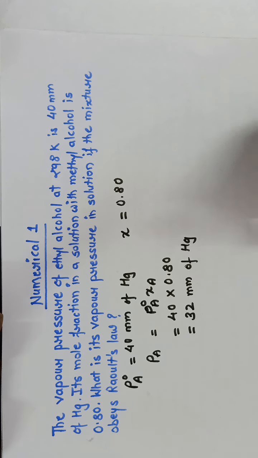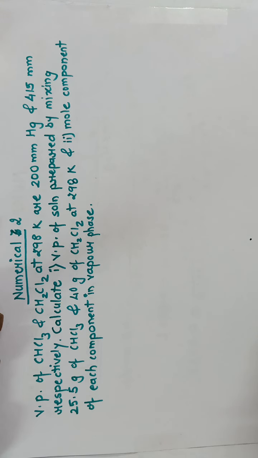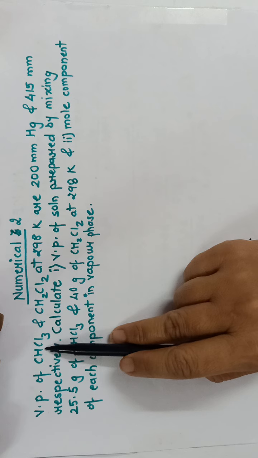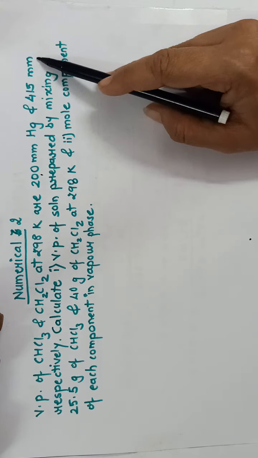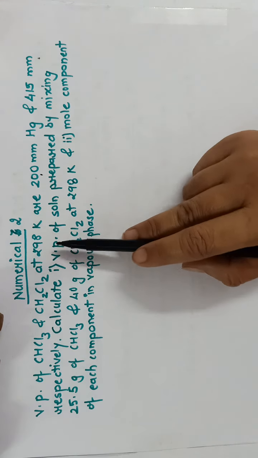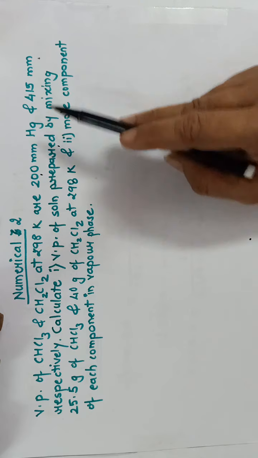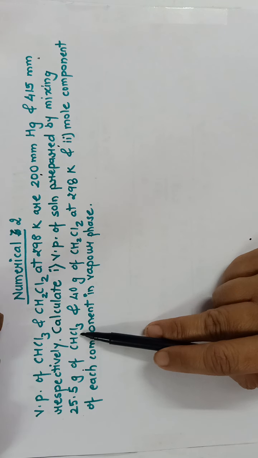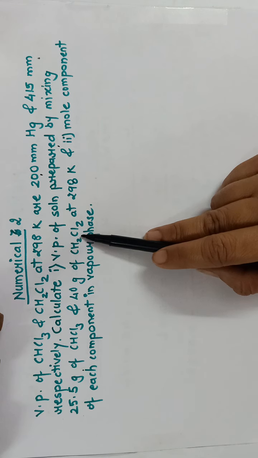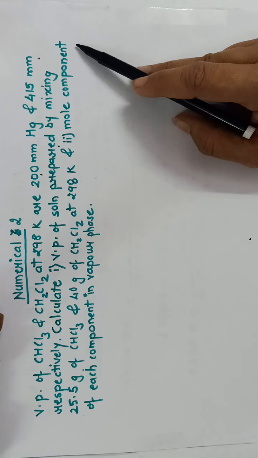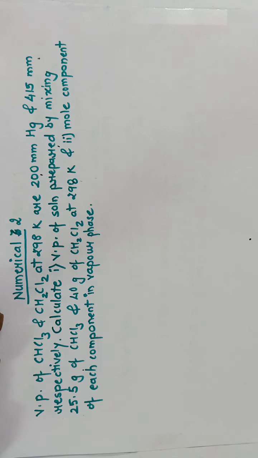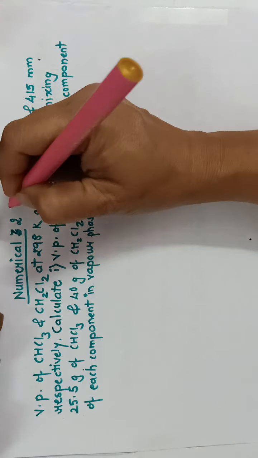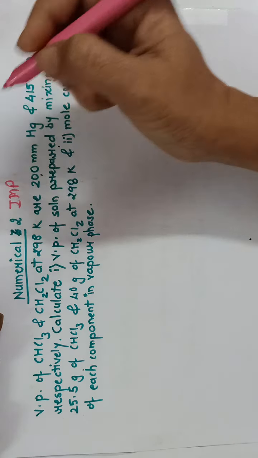To start with, I have taken a very simple example. Let us move on to a little bit complicated example. This is your next numerical. Vapor pressures of chloroform and dichloroethane at 298 Kelvin are 200 millimeter mercury and 415 millimeter respectively. We have to calculate the vapor pressure of the solution prepared by mixing 25.5 gram of chloroform and 40 gram of dichloroethane at 298 Kelvin, as well as calculate the mole fraction of each component in vapor phase. Now, since we have to calculate the mole fraction in vapor phase, this becomes one of the important numericals.